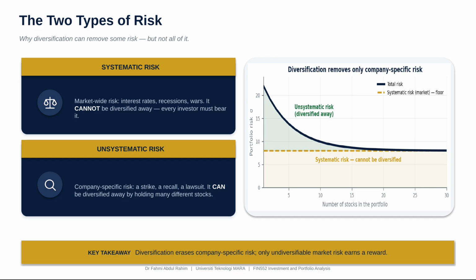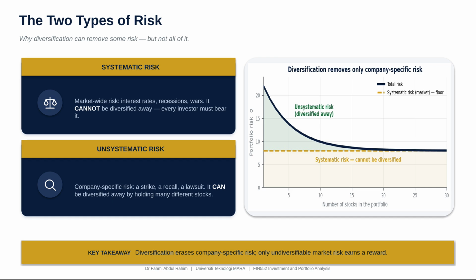Look at the chart on the right, which shows this beautifully. As you add more stocks to a portfolio, moving right along the bottom, the total risk falls steeply at first. That falling part is the unsystematic risk being diversified away, shaded green. But the risk does not fall to zero. It flattens out at a floor, the gold dashed line, and that floor is the systematic risk that can never be removed. Now here is the punchline of the whole chapter.